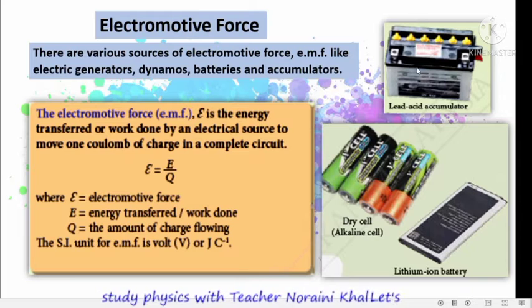So you can see the picture here. This is a lead acid accumulator, and this is dry cell or battery, alkaline cell, or we have lithium ion battery. This one, the different material used as electrodes or electrolytes.